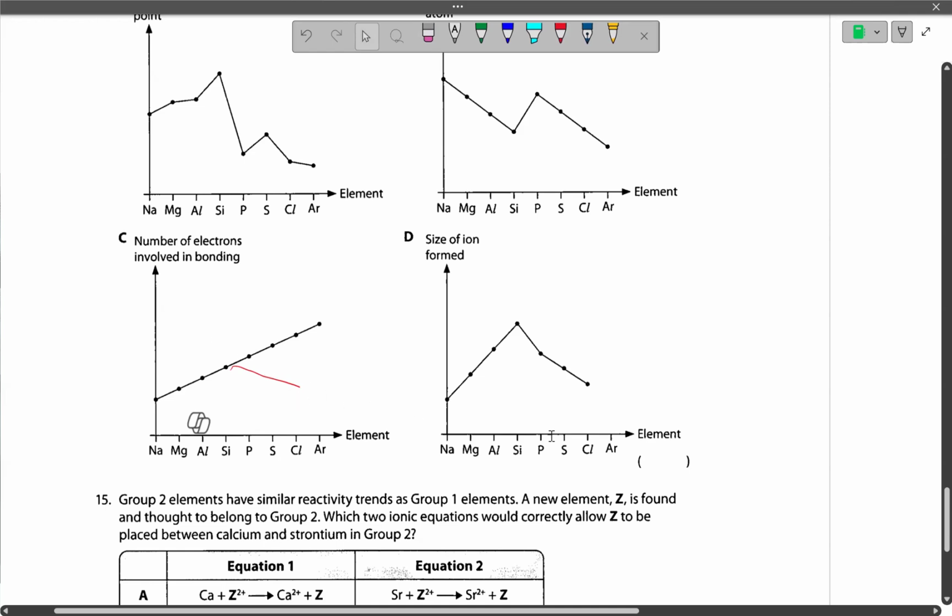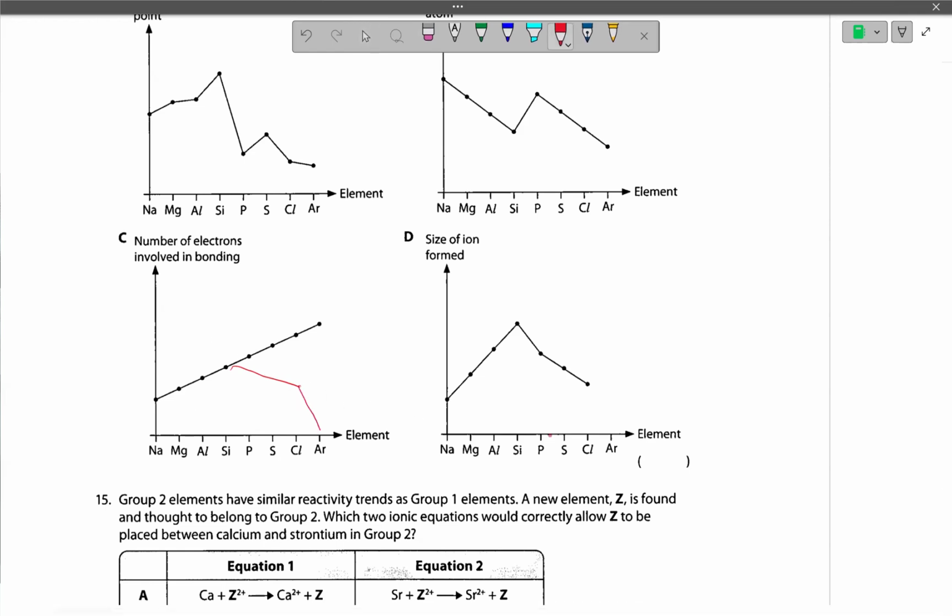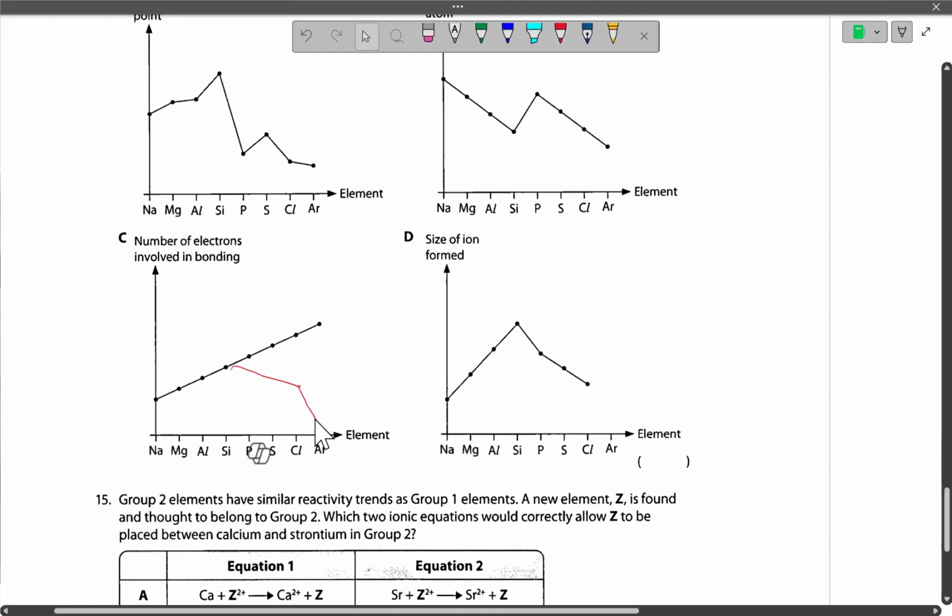So it's like that. Probably the line continues like that. I don't think there's one more line because argon doesn't even react. So it's like that until chlorine. Chlorine should be 1. All right, so not this one.